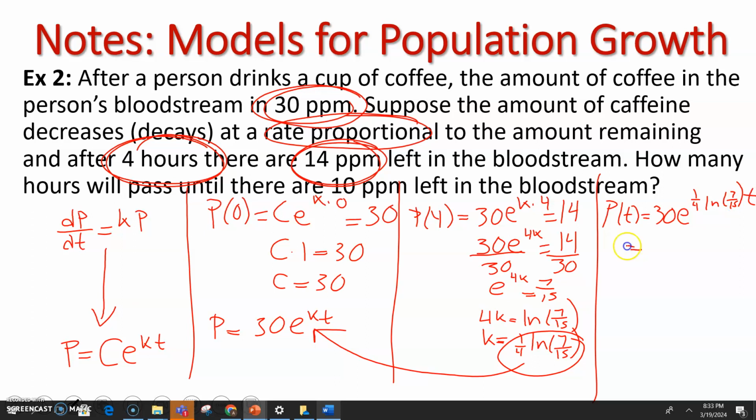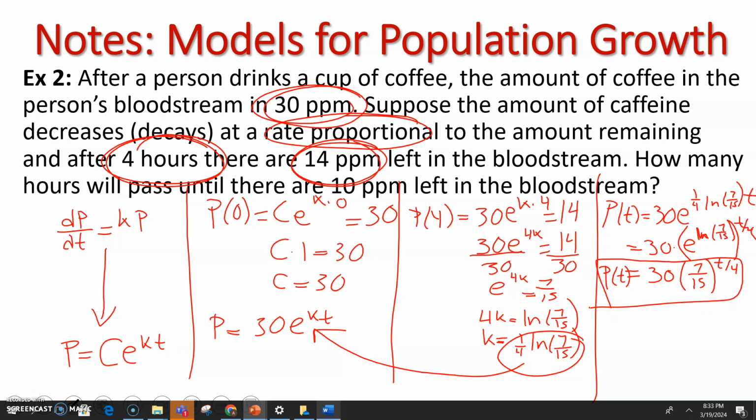Then let's rearrange this so we can write it in a better form. So we have 30 times e to the ln of 7/15, all raised to the t over 4. We're going to join those together. Just like last time, we see that e and ln cancel, so we're left with 30 times 7/15 to the power of t over 4. And this here will be our population model for caffeine.